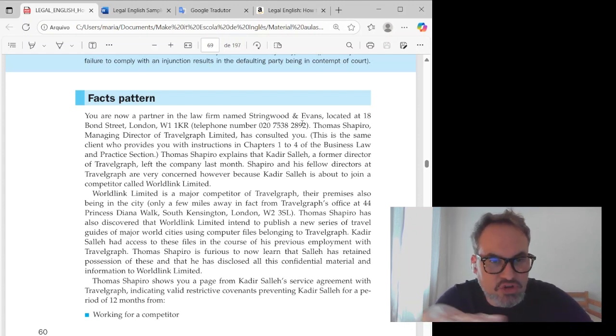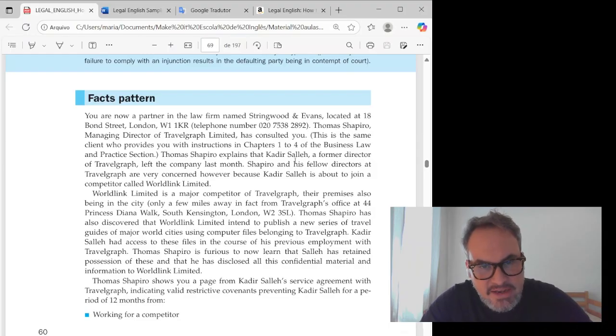Never mind. Thomas Shapiro explains that Kadir Saleh, a former director of Travel Graph, left the company last month. So they had a director who is now out of the company. Okay, he doesn't work there anymore. Shapiro and his fellow directors at Travelgraph are very concerned, however, because Kadir Saleh is about to join a competitor called WorldLink Limited. So this former director went to another company. Okay, so he's going to start a job in another company, a rival company, a competitor.